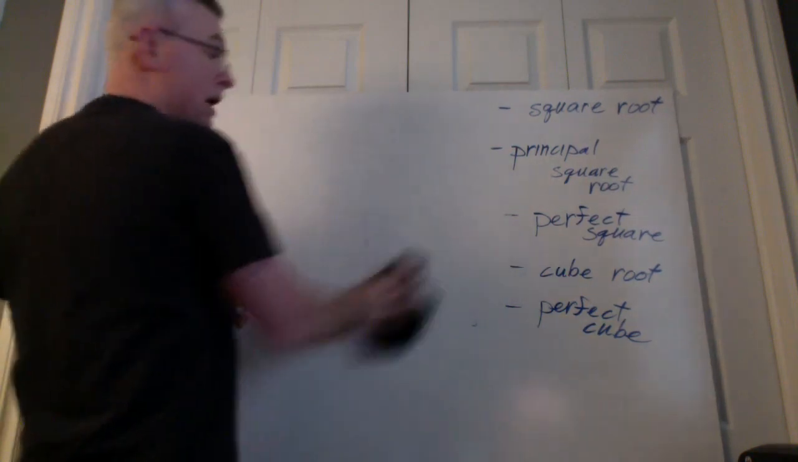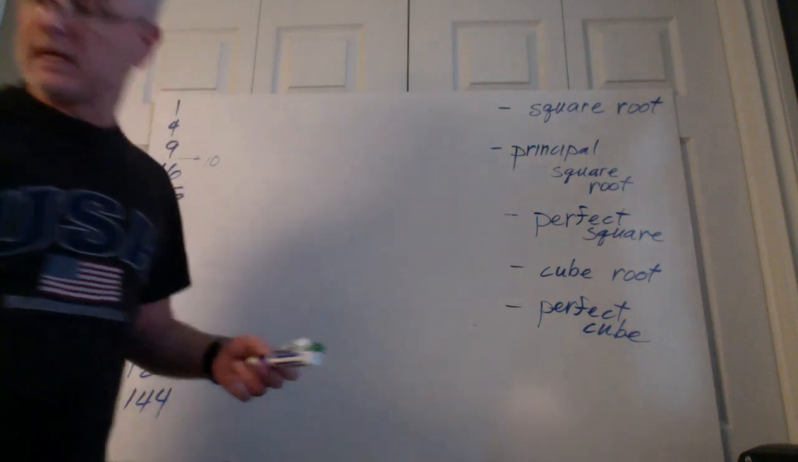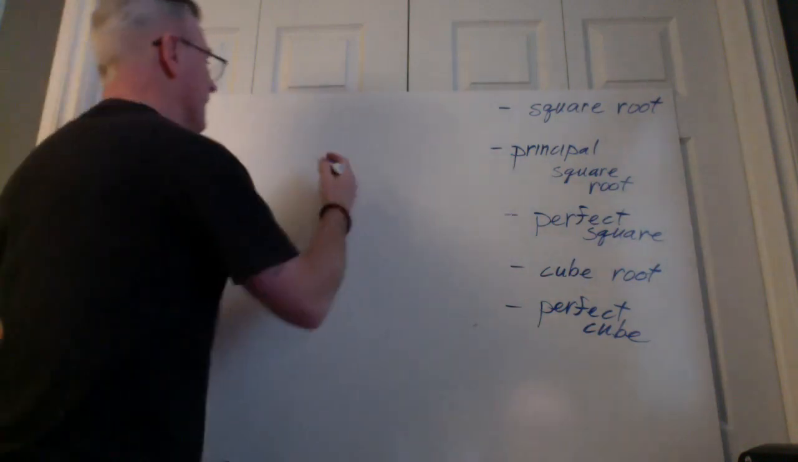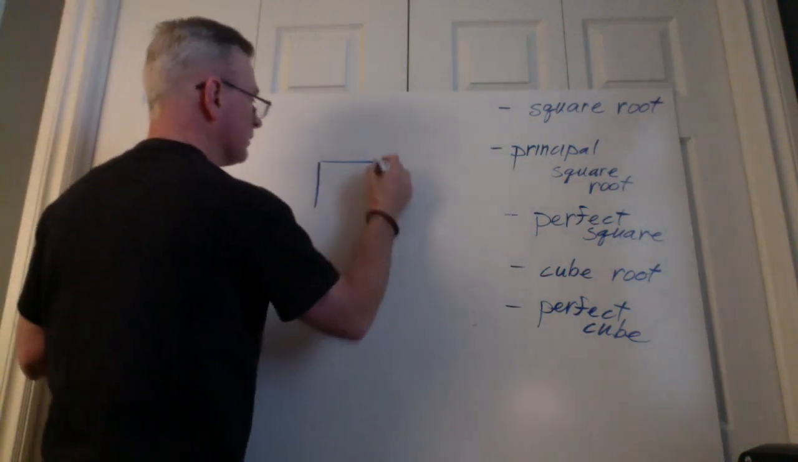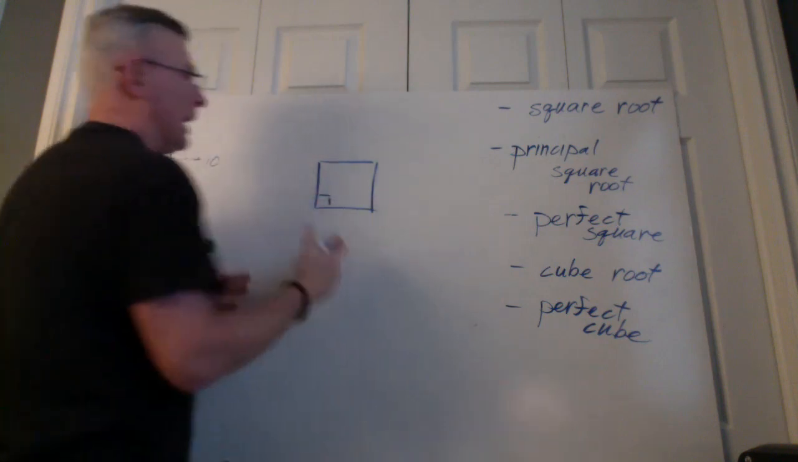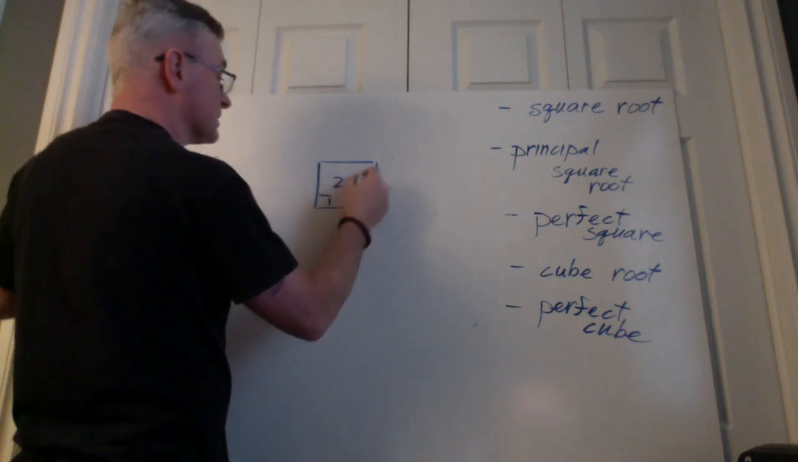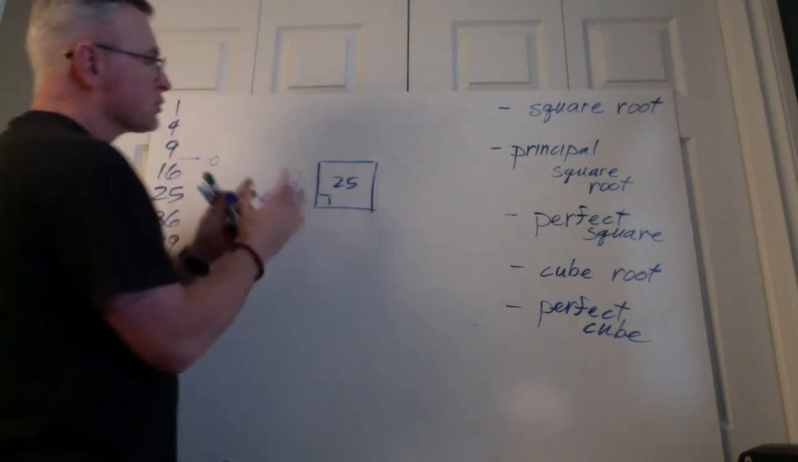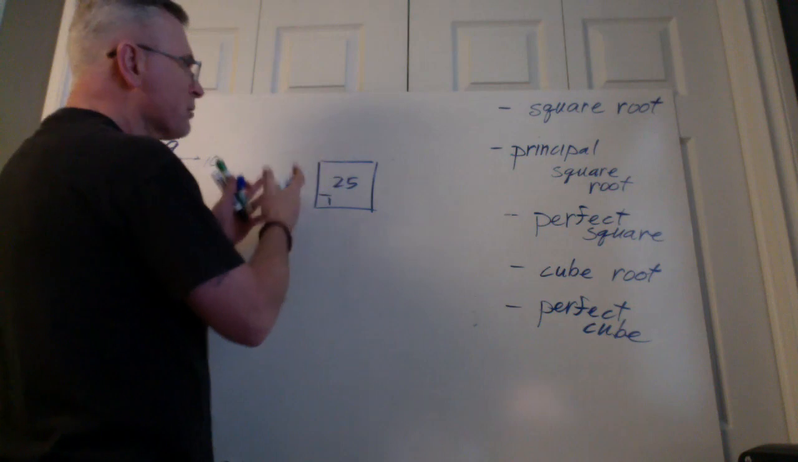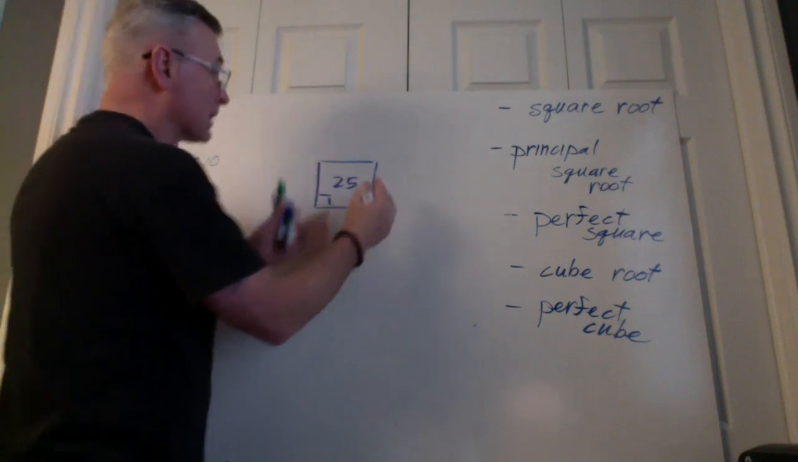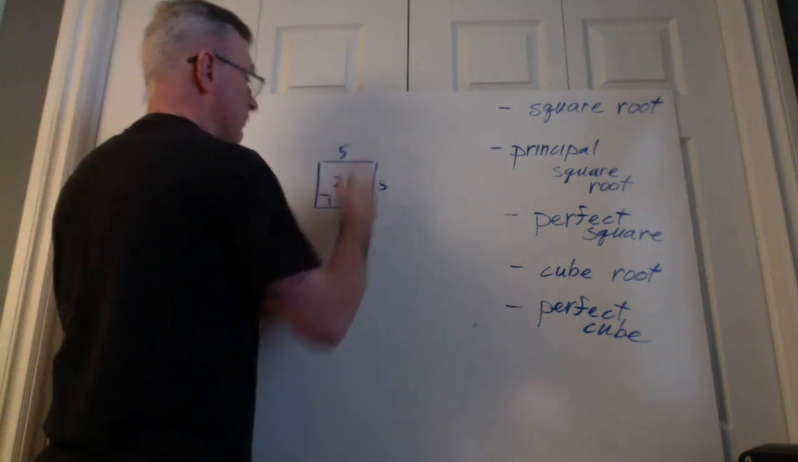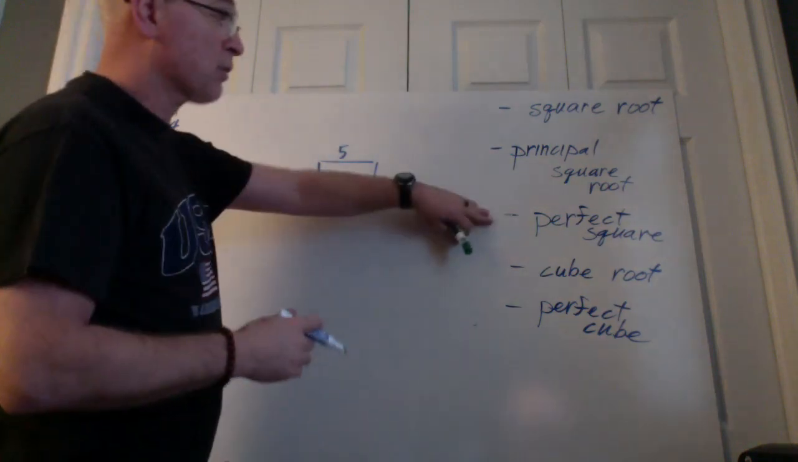Now, if we have this idea of a square root, and we have a square, and the square root, let's make this 25 because it's easy to work with, okay? If this was 25 for an area, then my side length would be 5 and 5, okay? This is a perfect square.